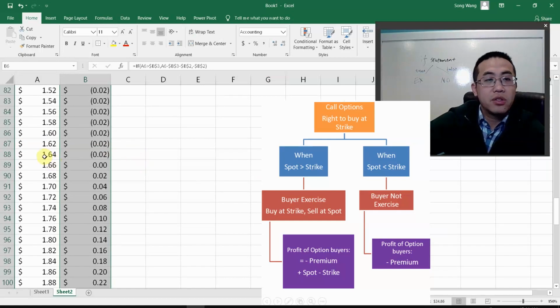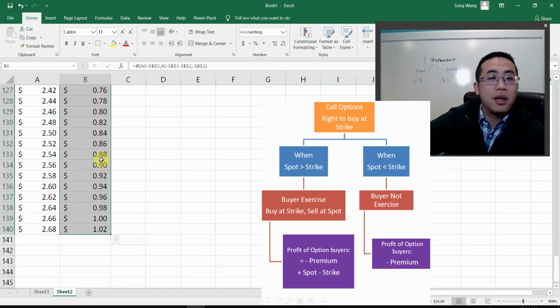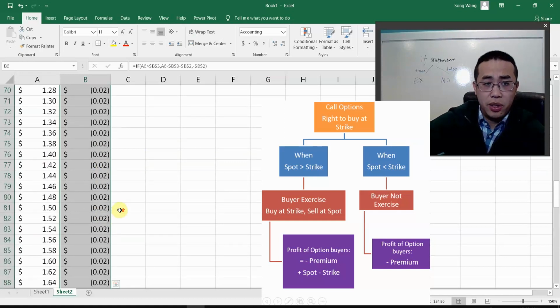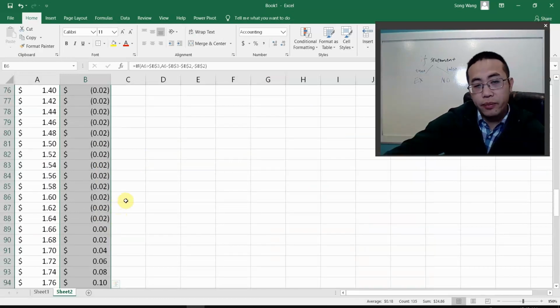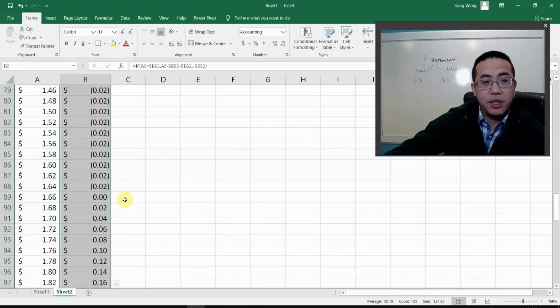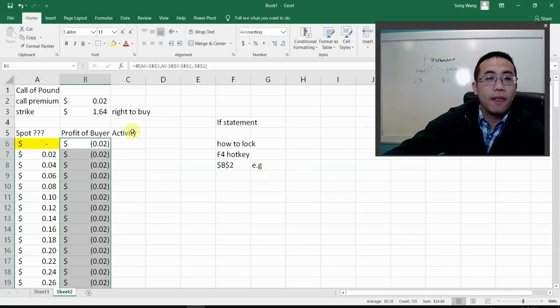All right, so if I scroll it down, when the spot rate increases to all these numbers, as you can see, my number will change, the profit will increase, because when the spot rate gets higher than the strike, I begin to exercise the option and lock in some nice profit.